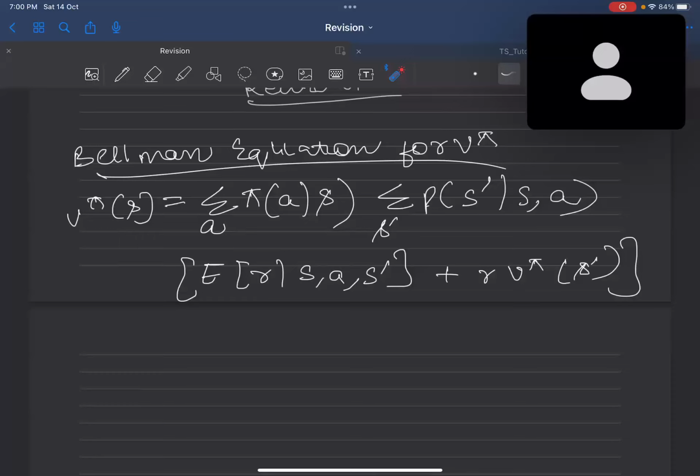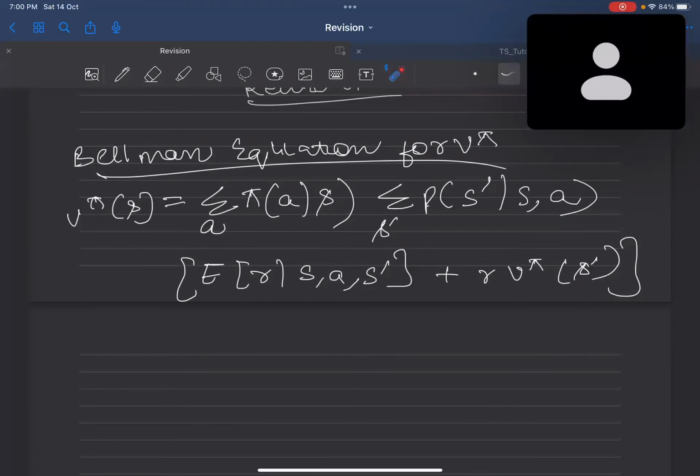Is it I like that? This is the immediate reward, right? R is the expected immediate reward. Yes, immediate expected reward, correct. Now this is the future one.